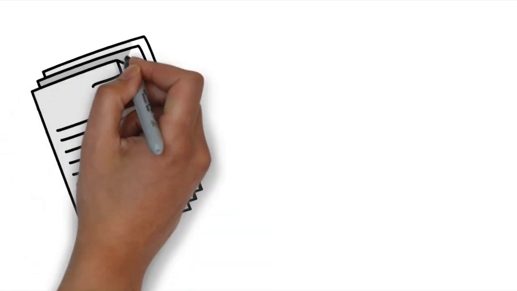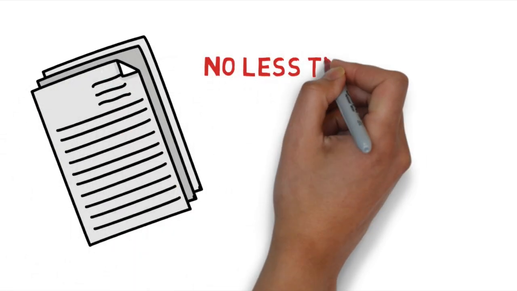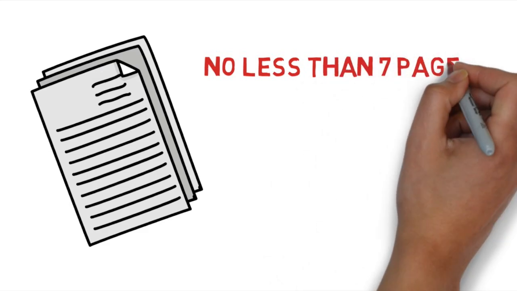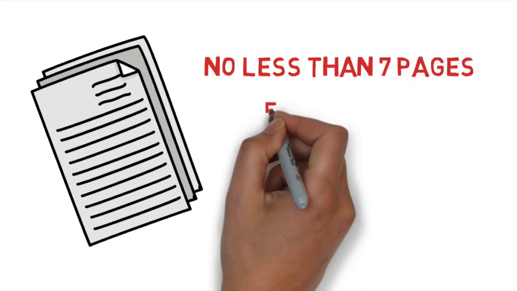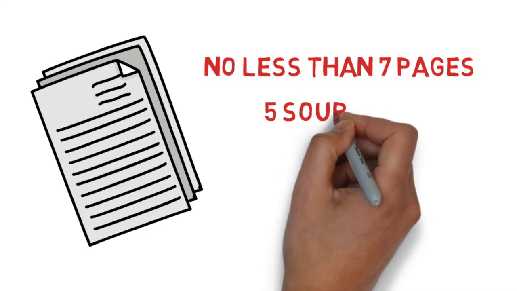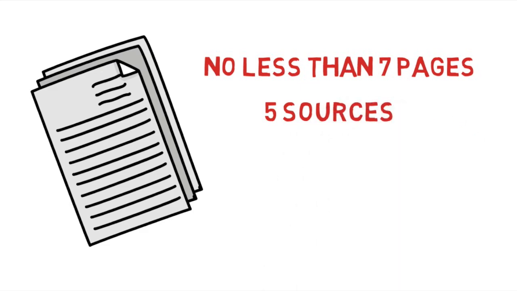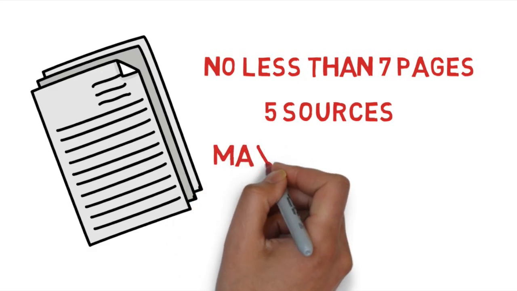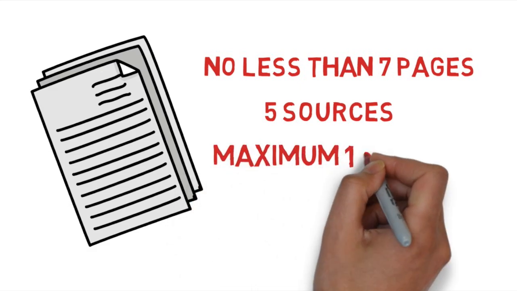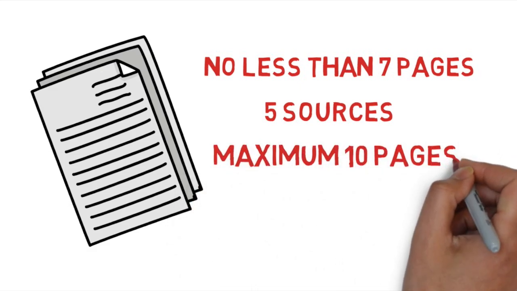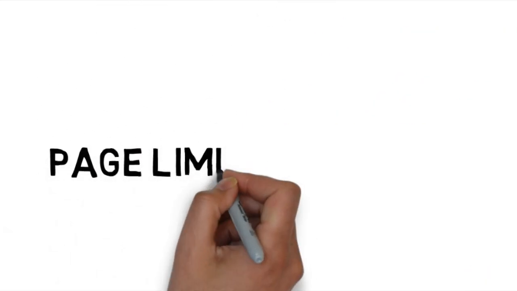Length of total research proposal should be no less than 7 pages. That's 2 pages for your intro, 2 pages for the literature review, and remember you need at least 5 sources, 2 pages for the methods and conclusion section, and at least 1 page of reference. With 7 pages as the minimum, the maximum should be no more than 10 pages. So I want you to really focus on staying between that 7 to 10 page limit.